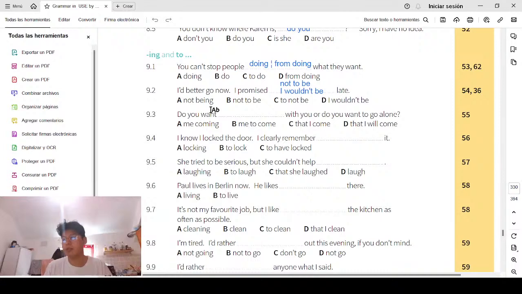Do you want me to come? It's the same. If you put a subject next to the verb, you have to use the infinitive. In this case, do you want me to come? Do you want me to come with you?